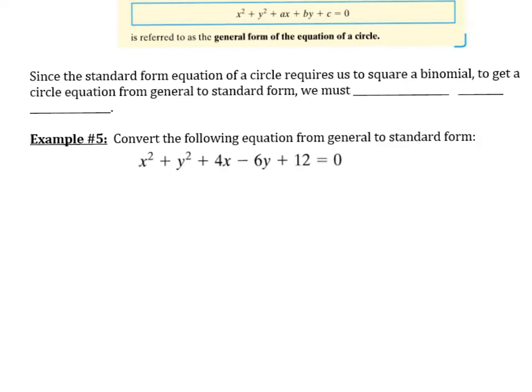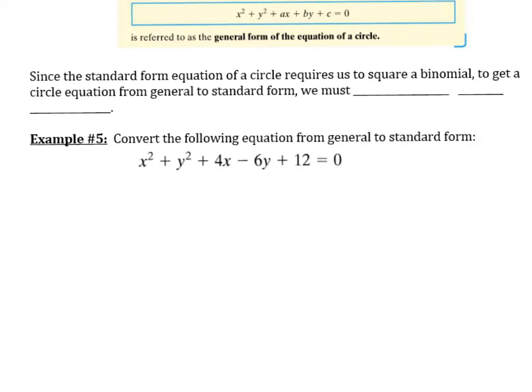So general form and standard form are two different forms of circles, but the reality is you can transform one into the other and then the other back into the first. We're going to talk about transforming standard form equations into general form first, and then general form back into standard form. In fact, I said that backwards. We're going to do general to standard first.